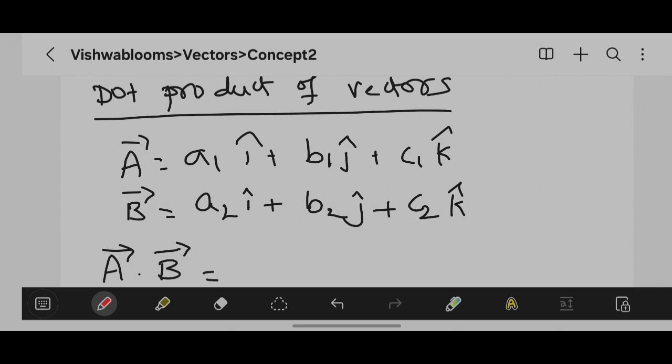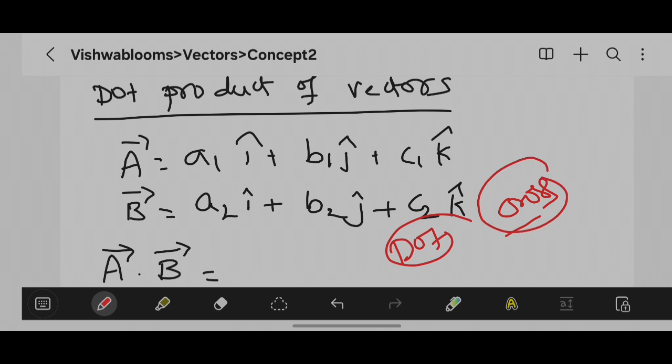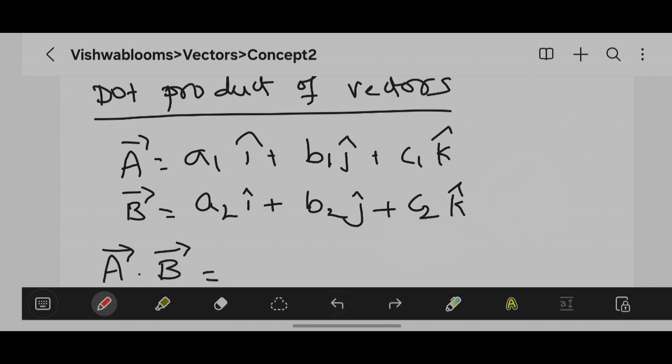Again, in the concept I'll explain completely. So there are two types of products for vectors. One is dot product and one is cross product. So dot and cross, these are the two types of products in vectors. So for doing this question we need dot product because the formula is associated with it.